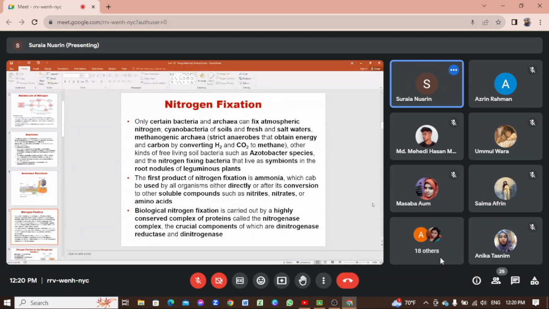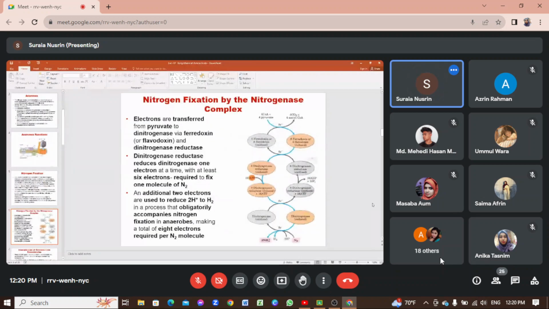Nitrogen fixation occurs by a protein complex called the nitrogenase complex, which is made up of two components. One is dinitrogenase reductase and the other is simply dinitrogenase. Now we look at the fixation of nitrogen by this nitrogenase complex. All those microbes we have mentioned have this protein complex. In this nitrogen fixation reaction, electrons are required.